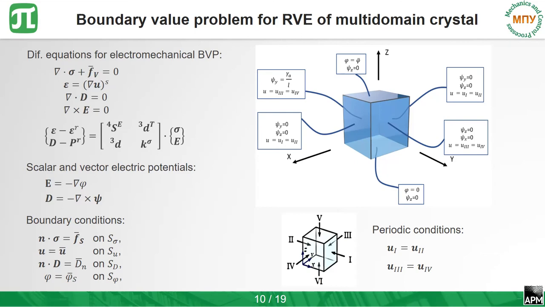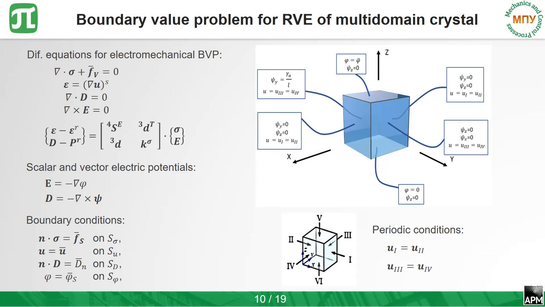Then we introduced the scalar electric potential, which is quite a usual concept. And we introduced the vector electric potential so that the electric displacement is the minus rotor of the vector electric potential. And thus the Gauss law is satisfied automatically. We studied why we use the vector electric potential, because if we use it, then the general stiffness matrix of the finite element problem is positively defined. So it's easier to solve.